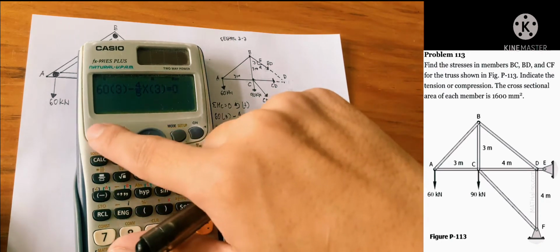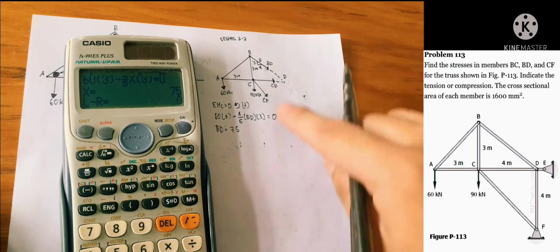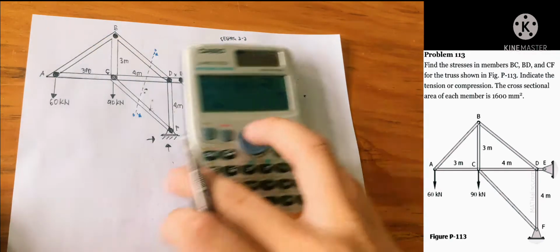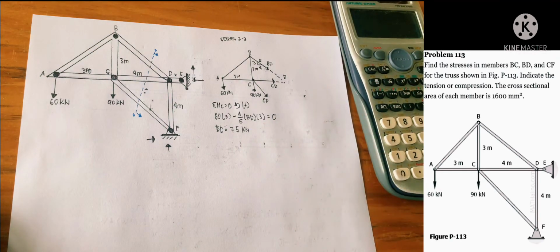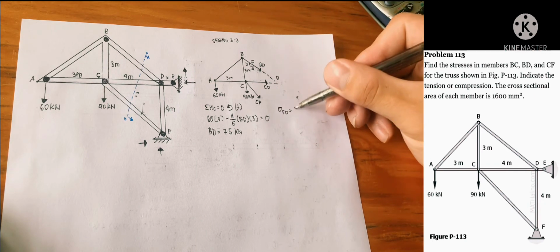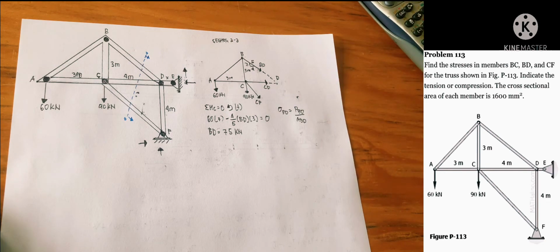So BD, let us type. We would have 75 kilonewtons. Look at the signs, we only have kilonewtons. So in cases where we have different forces or signs or units for the forces, we need to convert them to a single unit, then we can calculate. Anyways, next we will calculate the unit strength using the load that we have solved.